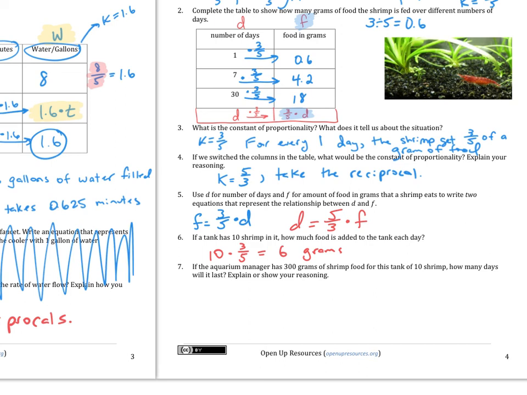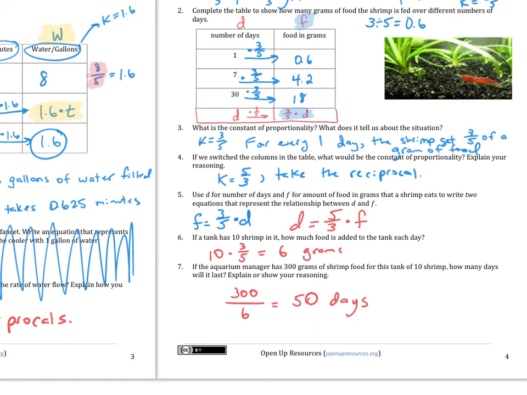To figure out how many days we can feed the shrimp with 300 grams, all I'm going to do is take 300 and divide it by 6, and I get 50. So I know that 300 grams of food will feed 10 shrimp for 50 days.